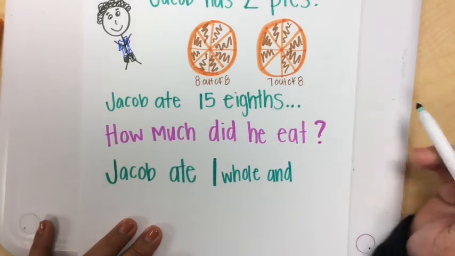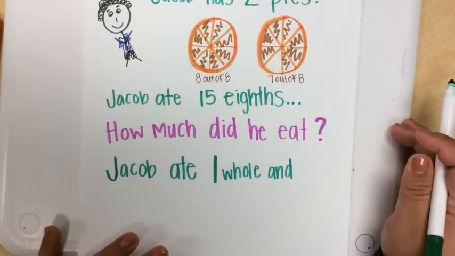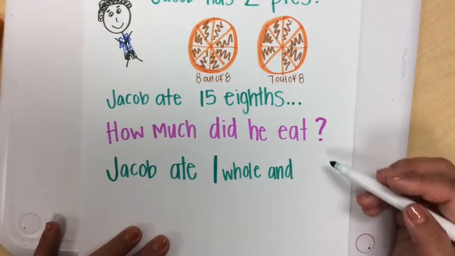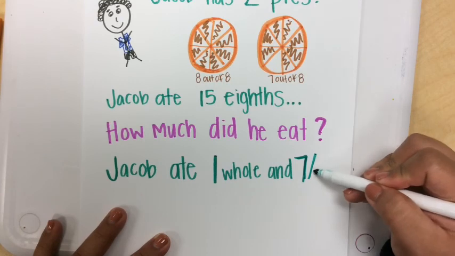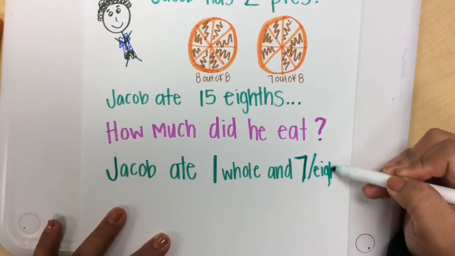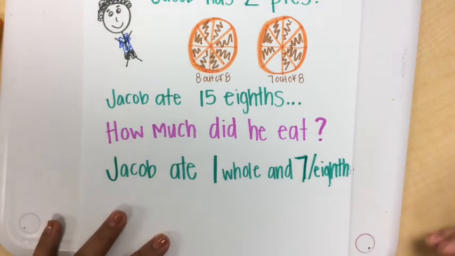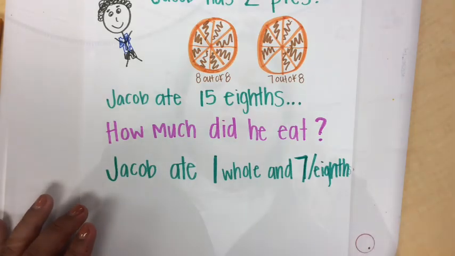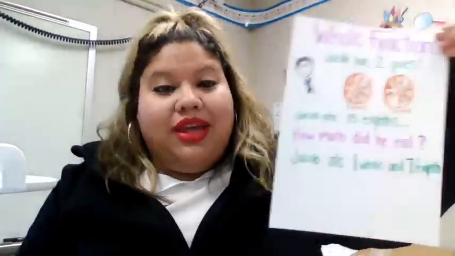And how much out of the other one? Franceli. 7/8. And 7/8. Perfect. 1 whole and 7/8. Oh, I wrote it too small. I mean, too close together. 1 whole and 7/8. All right, and that is how we read fractions beyond a whole.